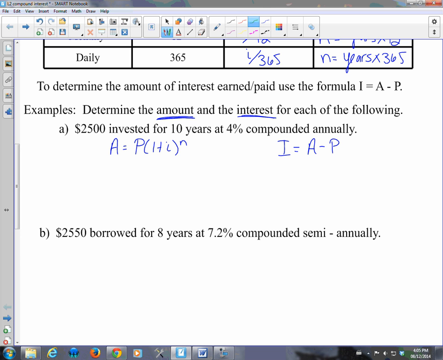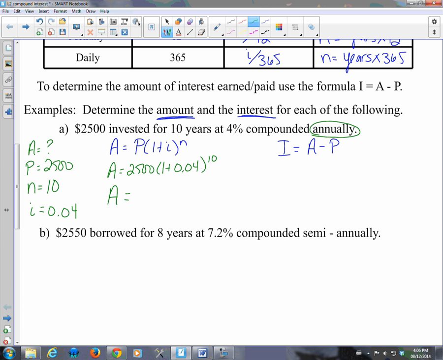And I mentioned earlier that you're going to want to make a list. We have to figure out what our A is. We know our P is $2,500. We know our time is 10 years compounded annually, so it's still just 10. n is the number of years, 10. And our i, because it's compounded annually, is 4% each year. So our i just stays the same, 0.04 once each year. So we have 2,500 times (1 plus 0.04) to the 10.